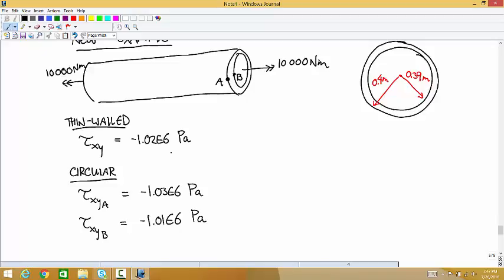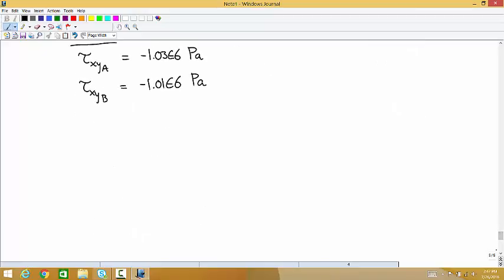I have a question. How would we approach this problem that has a tube, but the inner circle is shifted off the center of the outer circle, so basically one side is thicker than the other? Yeah, that's fine. We can do that with the thin-walled approach.